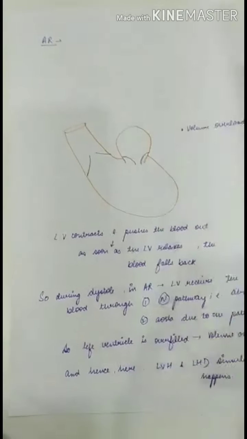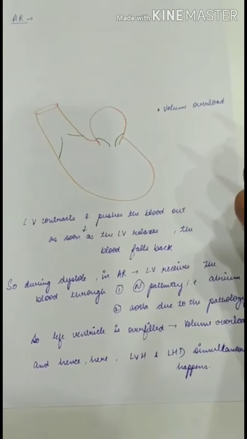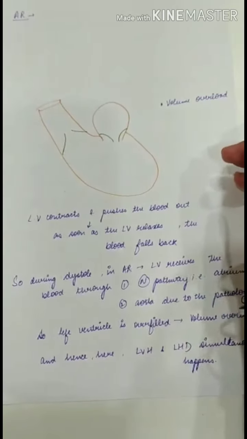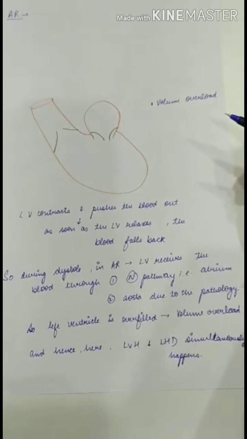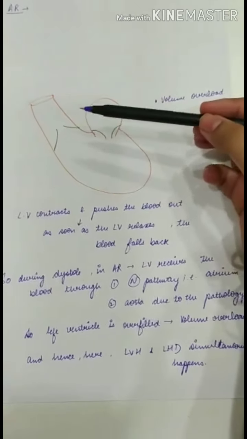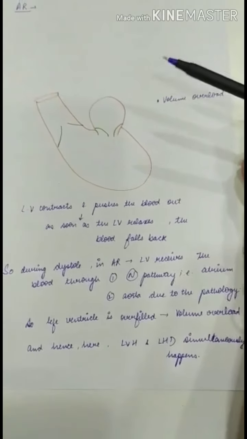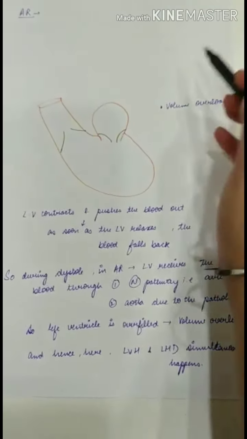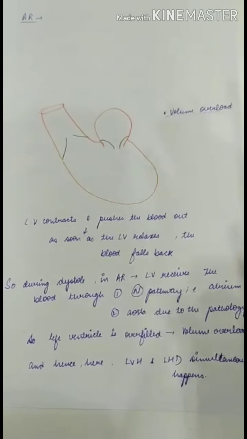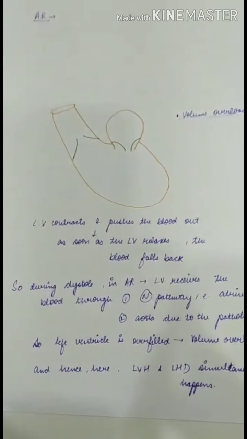But then let's see the case of aortic regurgitation. The left ventricle contracts and pushes the blood out. But as soon as the left ventricle relaxes, the blood falls back. So during diastole in aortic regurgitation, the left ventricle receives blood through two pathways. The normal pathway, that is the atrium, and the second is the aorta due to the pathology. So the left ventricle is overfilled. That means it is in volume overload. Hence, left ventricular hypertrophy and left ventricular dilatation happen simultaneously.